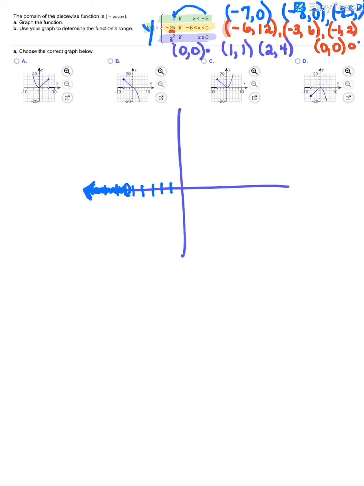I had negative 6, 12. So that would be up there. I had negative 3, 6. That would be about right there. We had negative 1, 2. And then we see that there should be an open circle at 0, 0 because x is approaching that point. And so in this particular case, I didn't do too good of a job of plotting that one. Let me do that again.